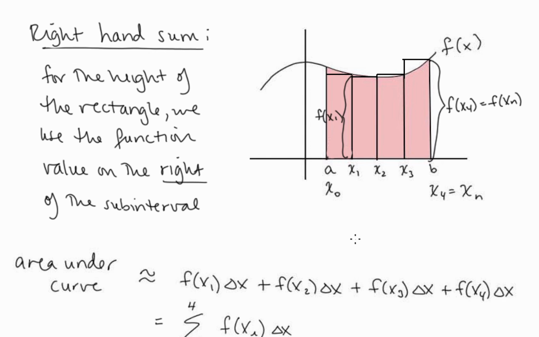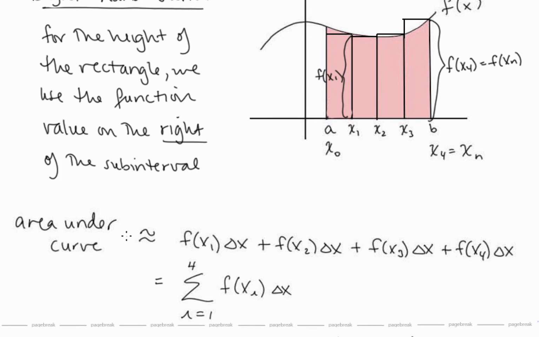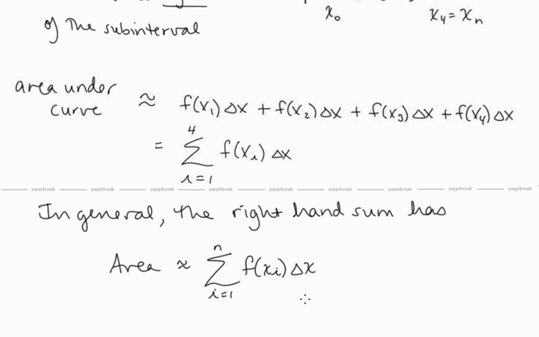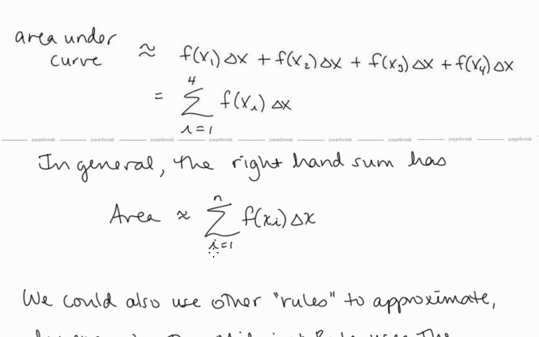And so in this picture, our area is approximated by f of x1 delta x, plus f of x2 delta x, plus f of x3 delta x, plus f of x4 delta x. And we can write that in sigma notation as a summation i going from 1 to 4, f of xi delta x. That's our right-hand sum. And in general, the right-hand sum has i going from 1 to n, f of xi delta x.